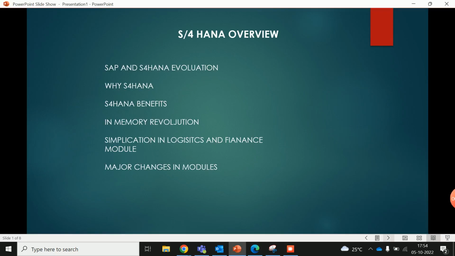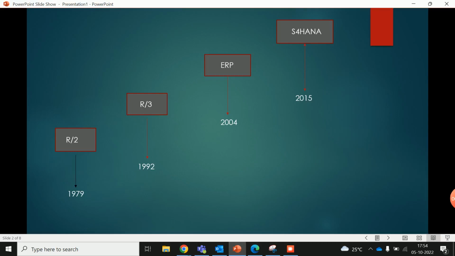Here is the next slide. So here you can see the evolution of SAP and S4 HANA. Back in 1979, SAP launched its first ERP product as R2. Followed by this product, in 1992 SAP launched R3, and in 2004 an ERP system was launched, which is an updated version of R3. And after a gap of more than 10 to 12 years, SAP launched S4 HANA.